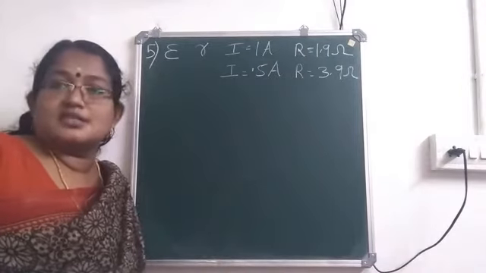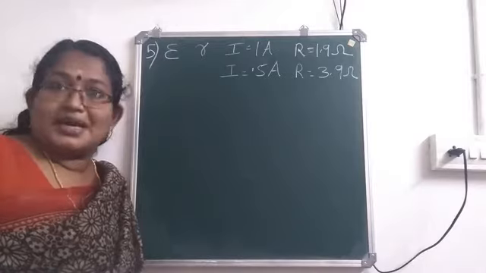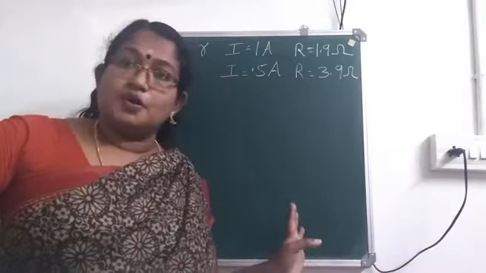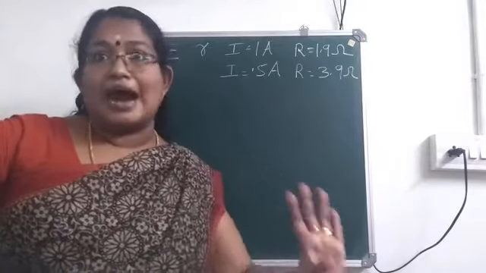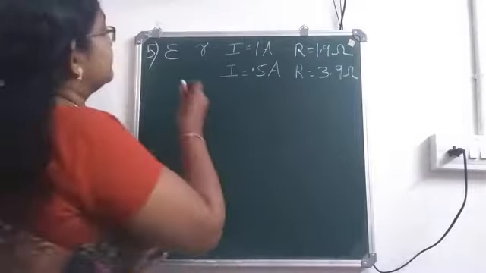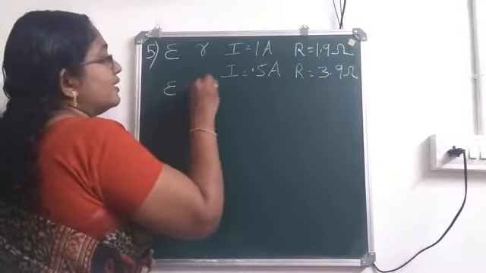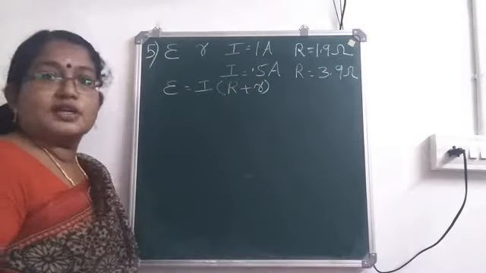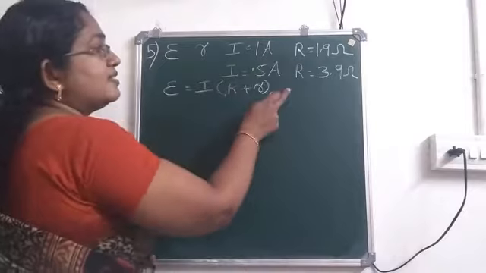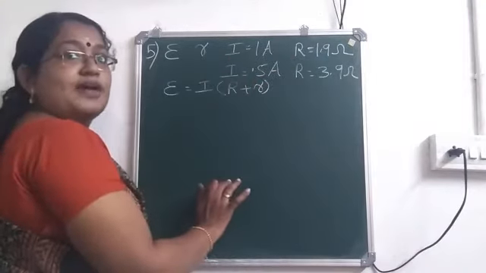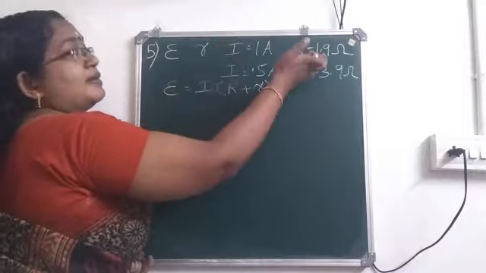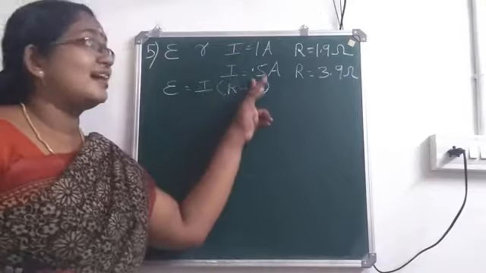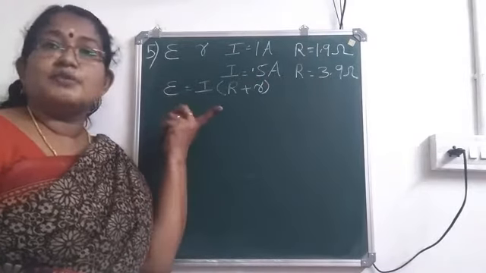Whatever current or whatever resistors we connect, the current can vary, but the value of epsilon will remain constant. What is the equation for epsilon? Epsilon is equal to I into R plus R, like epsilon is equal to V equal to IR. From there we are getting this. This is the equation. So now we are going to write this for these two sets of values. Epsilon will be the same whether we connect the 1.9 ohm resistor or the 3.9 ohm resistor; the current will vary, but the value of epsilon will be the same.